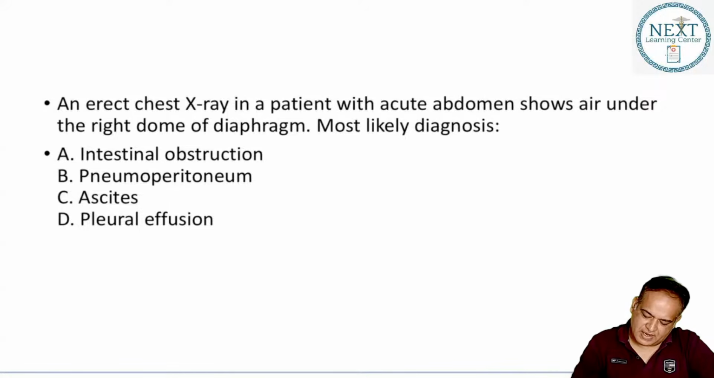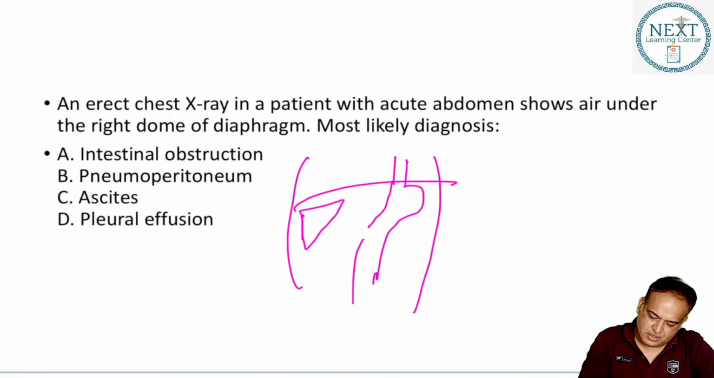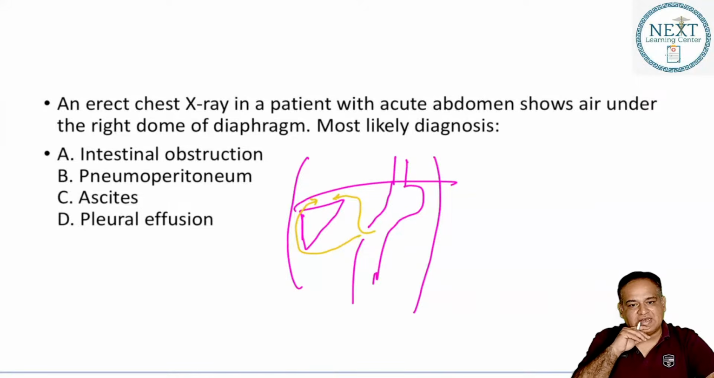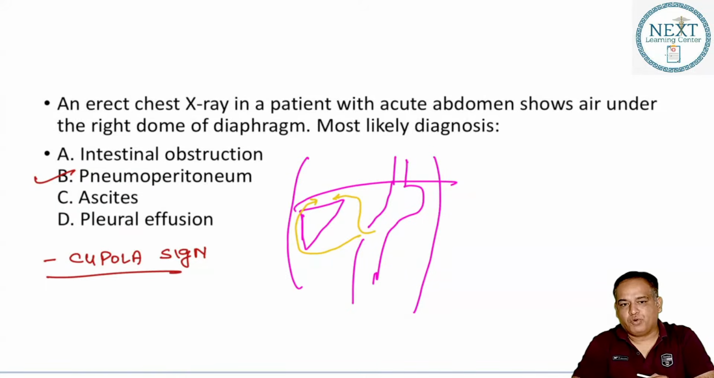Erect chest X-ray in a patient presenting with acute abdomen. Again, that's a laddu question. Let's say there is a rupture, a perforation. What will happen? The air will come and settle here. This is called pneumoperitoneum, and it is seen on the X-ray, and we call it the cupola sign.